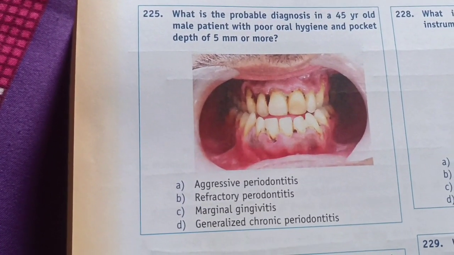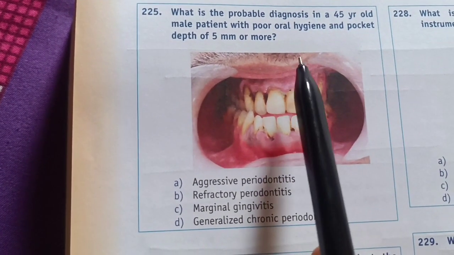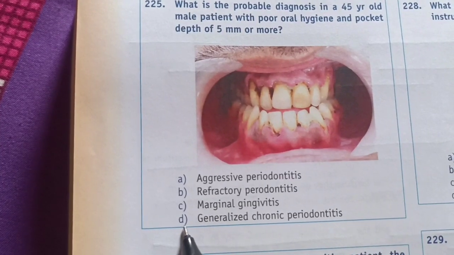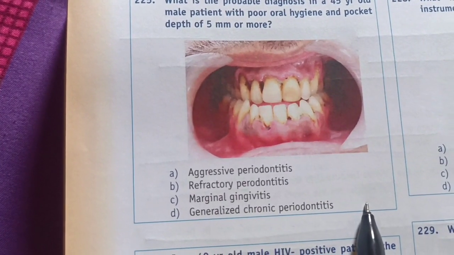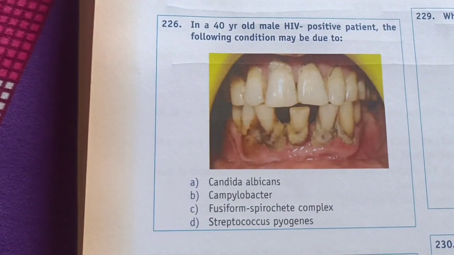So if we see the age of the patient, a 45-year-old male patient, and there is poor oral hygiene and pocket formation, so obviously this is a case of generalized chronic periodontitis. So option D is the right answer. Now coming to the next question.